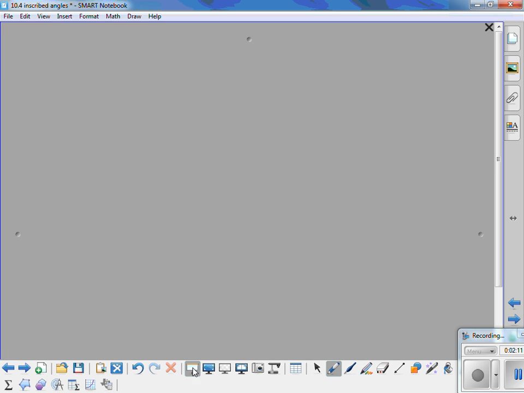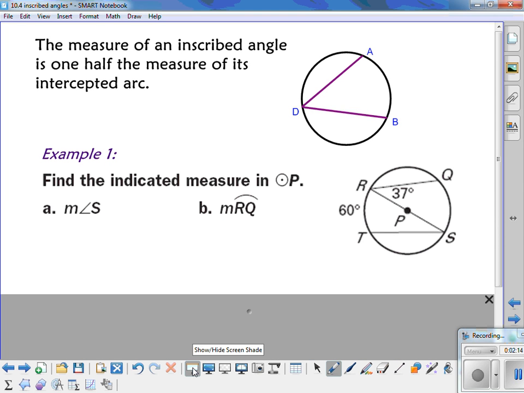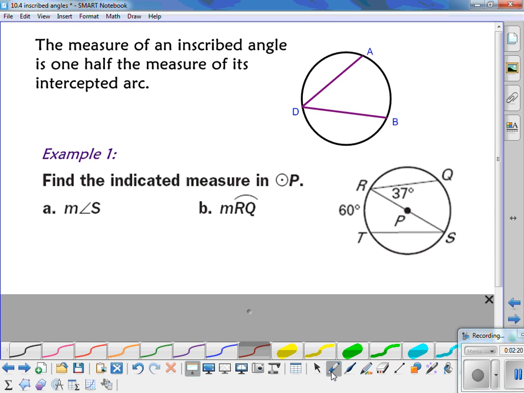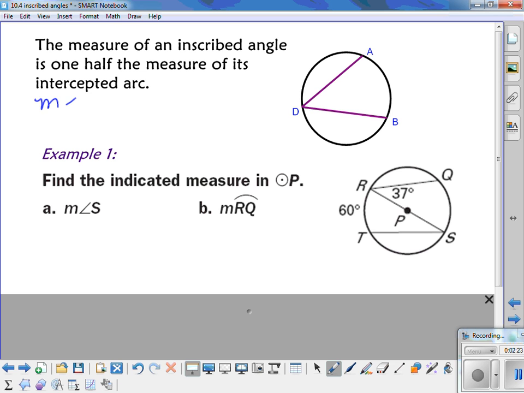So the measure of an inscribed angle is half the measure of its intercepted arc. So in my figure here, the measure of angle D, well, first you have to know which one is angle D. Oh, there it is, it's labeled. The measure of angle D is equal to half of the measure of arc AB. And the measure of arc AB would be 2 times the measure of the angle. So if this was 35 degrees, then I know the arc has to be 70 degrees.